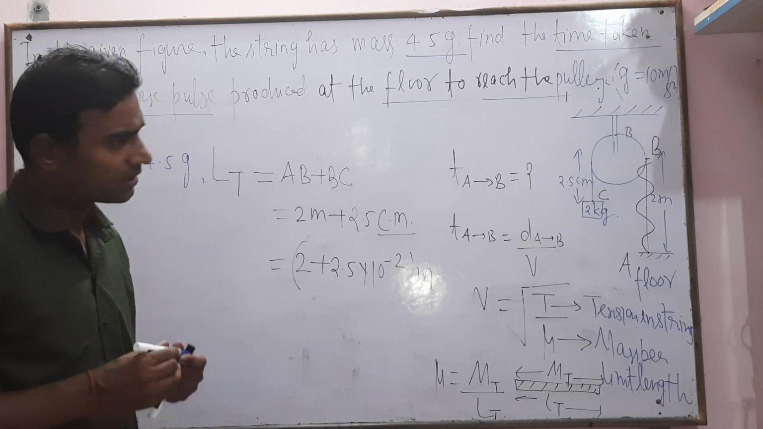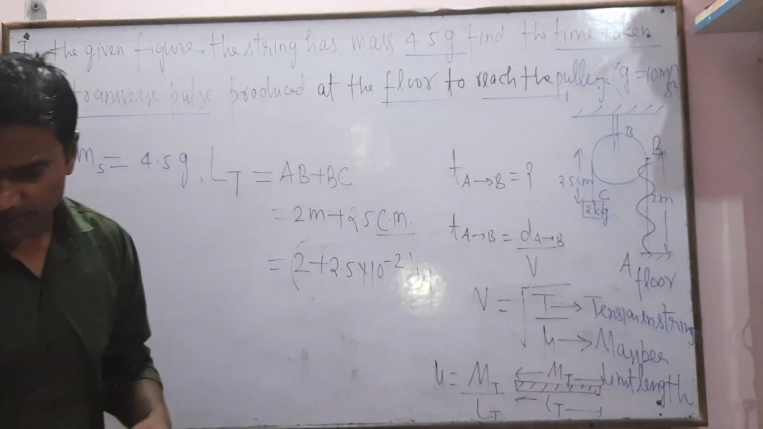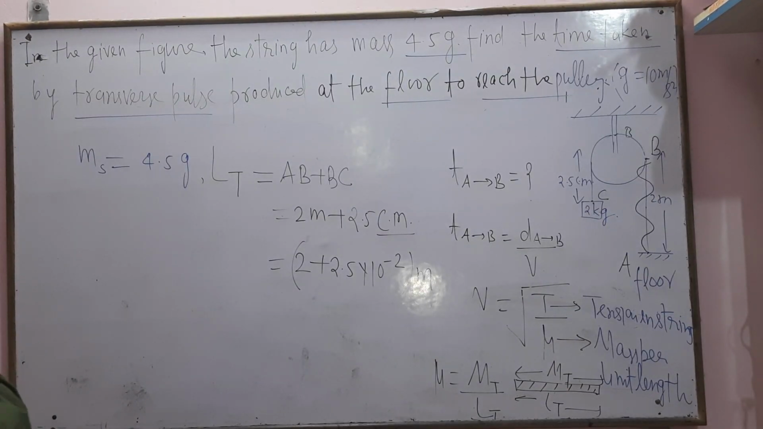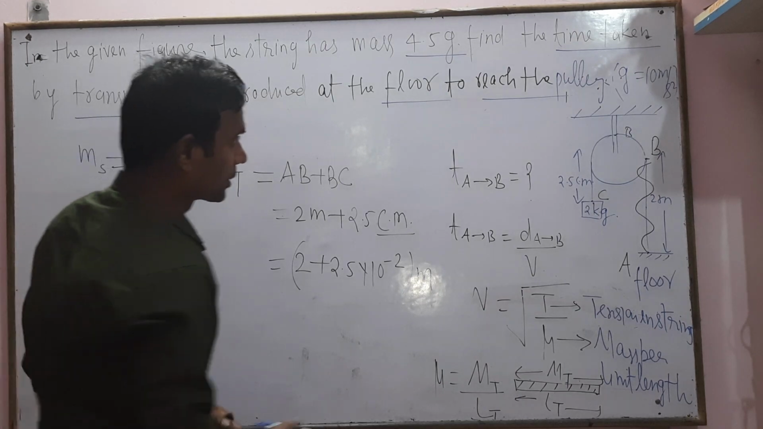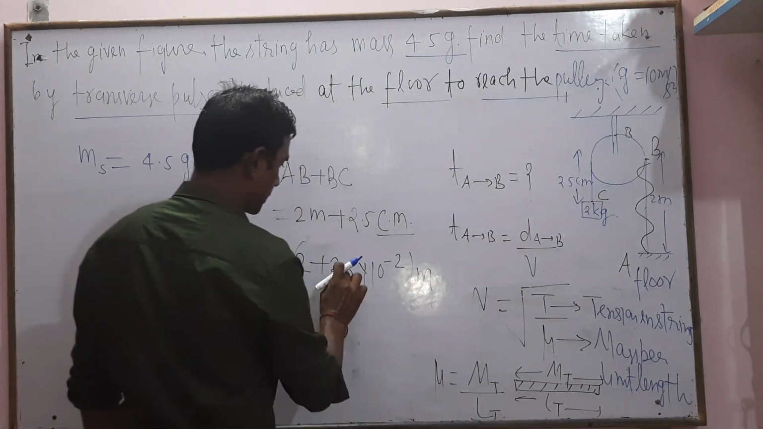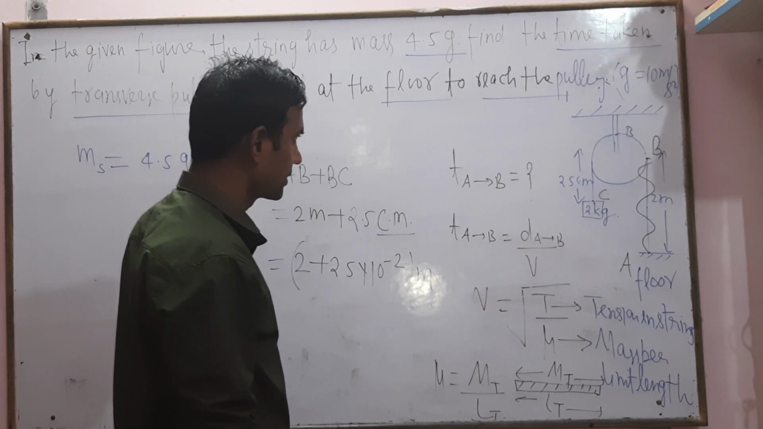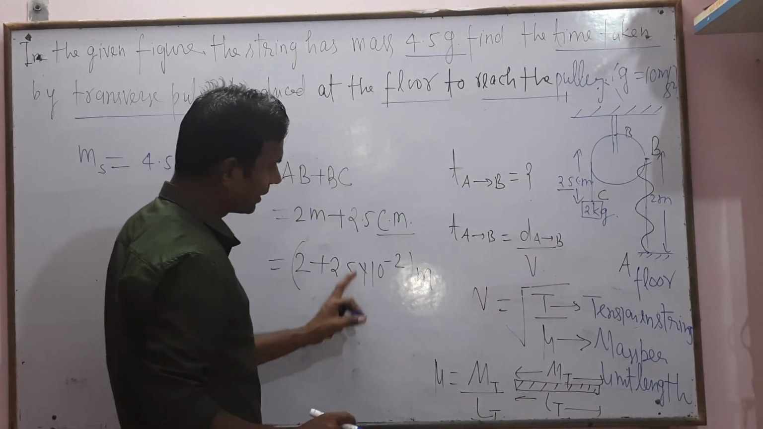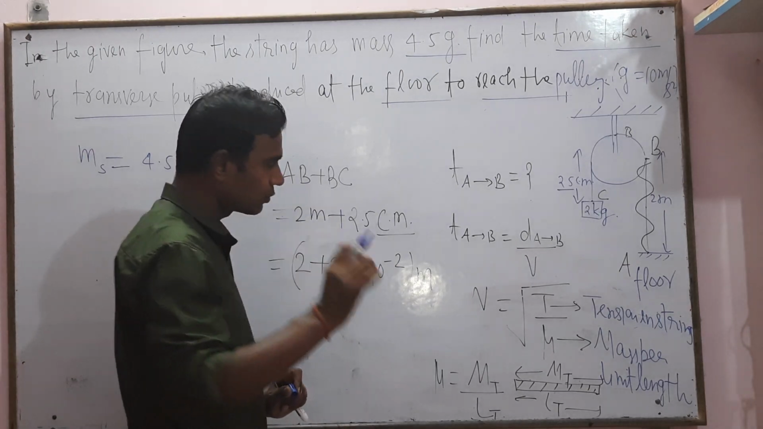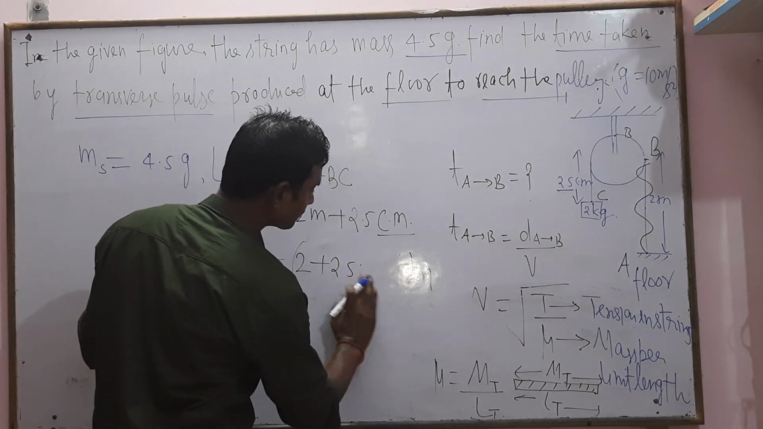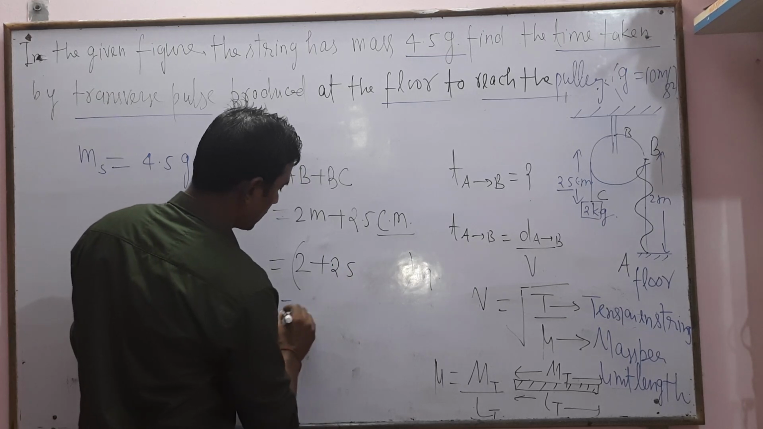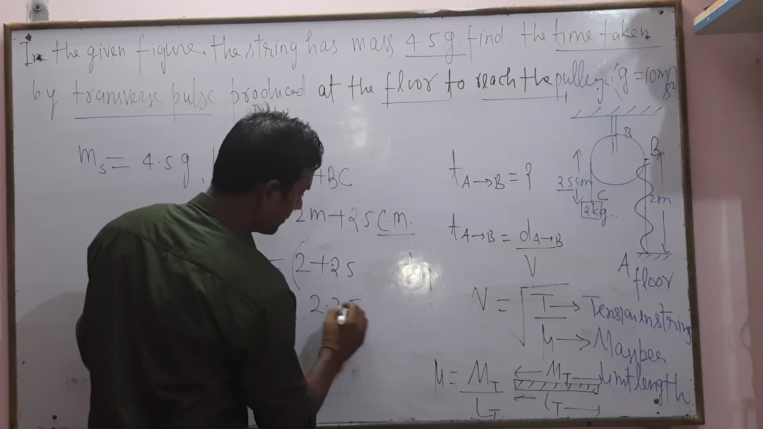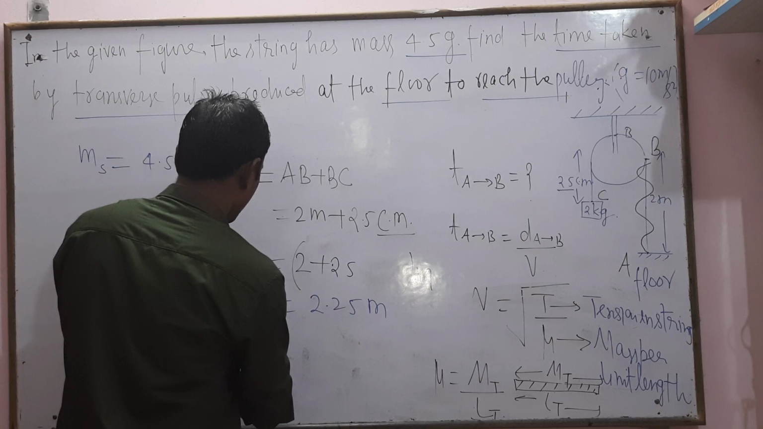One minute, this is the confusing point. Is 2.5 centimeter correct or incorrect? I am looking at that. Yes, sorry, this is 25 centimeter. No problem, sorry for that. So 25 centimeter, 25 into 10 raised to minus 2, equal to 0.25 meter. So this is the total length, 2.25 meter.